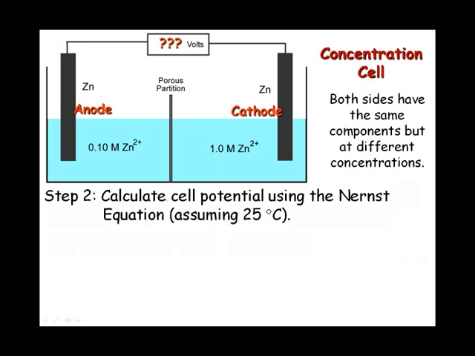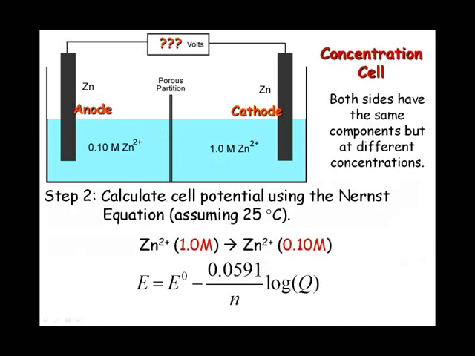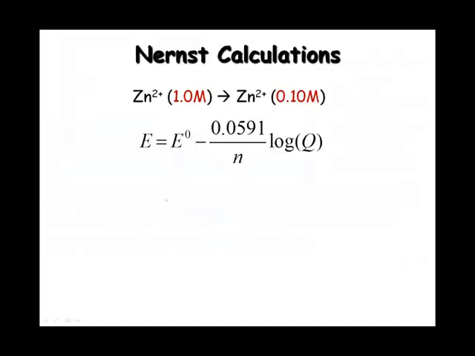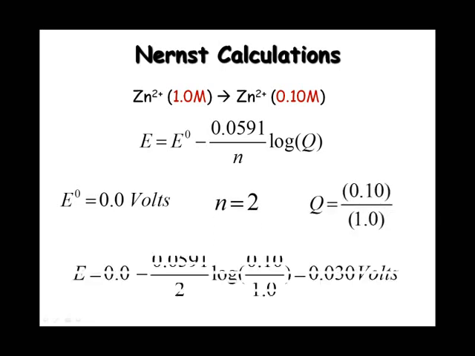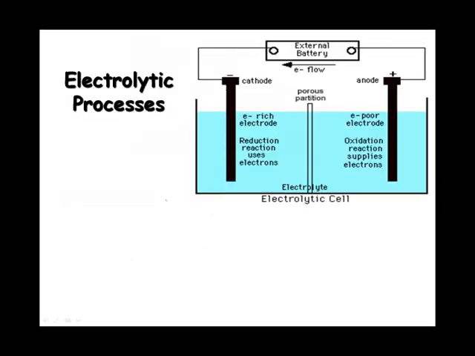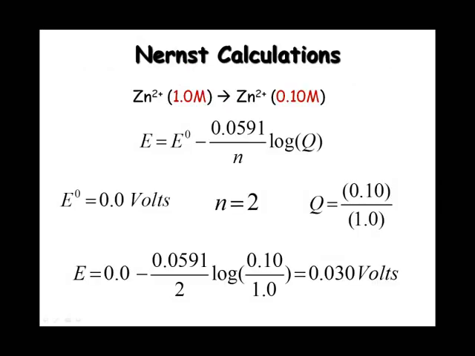We can calculate the cell potential using Nernst, right? Plug in our numbers and we see what we get. It's a small amount of voltage, but it's voltage. Right, we're going to stop there for that.